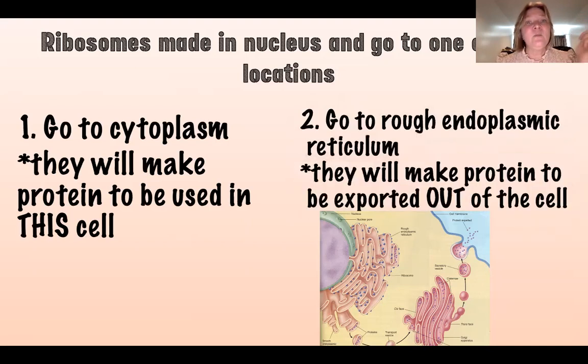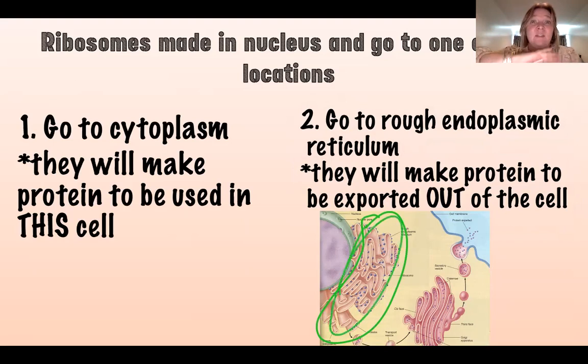But some ribosomes are going to go outside of the nucleus to a different organelle called the rough endoplasmic reticulum, which I'll cover in another video. We call it also the ER, the rough ER. You can see it's basically a system of membranes, like a flat system of membranes that's covered with ribosomes. If the ribosomes go to the rough ER, they're going to make proteins, but these proteins are going to be exported out of the cell.